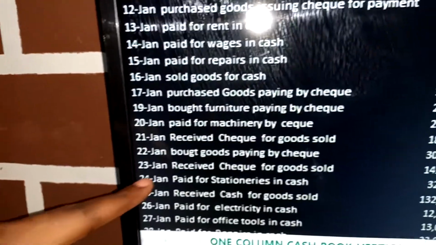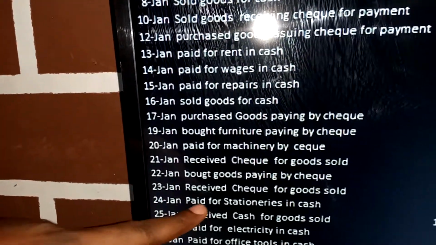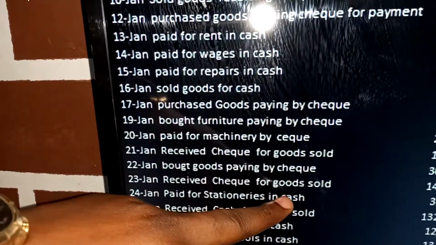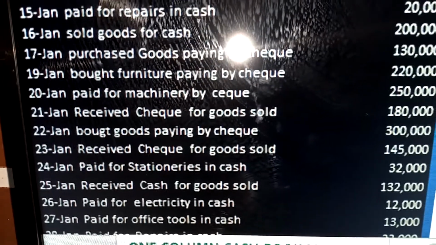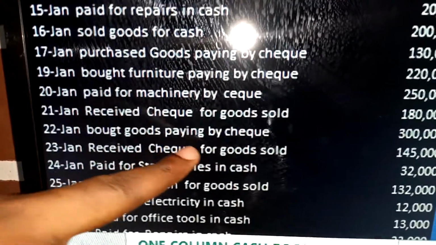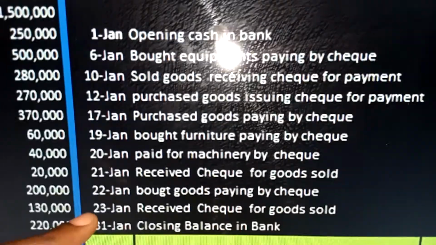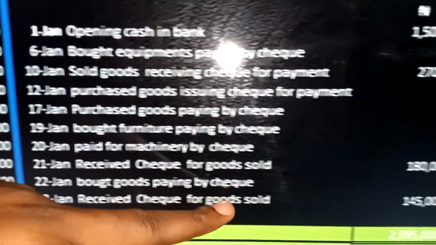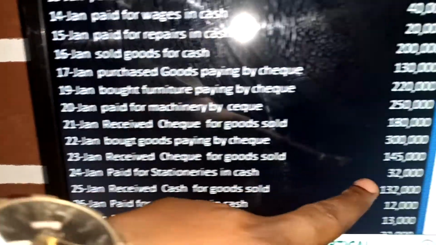So on the 24th, paid for stationaries in cash. Okay, 23rd, we need to treat 23rd before 24th. We have 23rd received check for goods sold, 45,000. So it's a bank transaction. On the 24th, paid for stationaries in cash, 32,000.